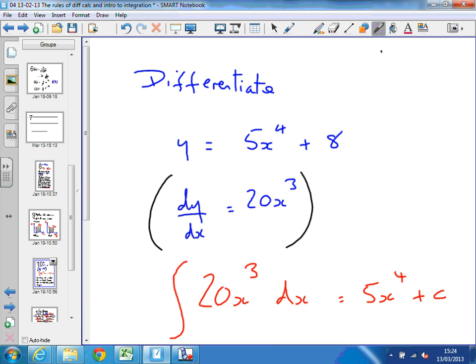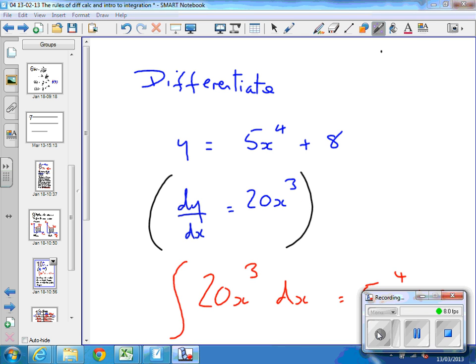Now, let's look at this. If we look at this function here, y equals 5x to the 4 plus 8, and we differentiate it, we get this: dy by dx equals 20x cubed. If you look at your table of differentials, you'll see that that's true. The rules, the table of differentials, tell me what to do with a constant. What happens when I differentiate a constant?